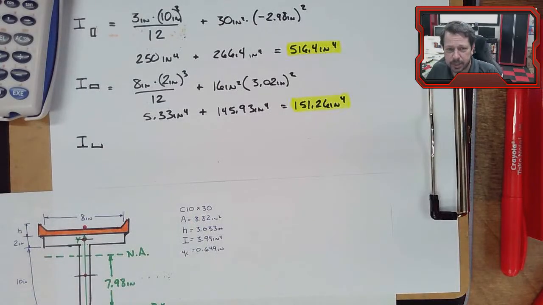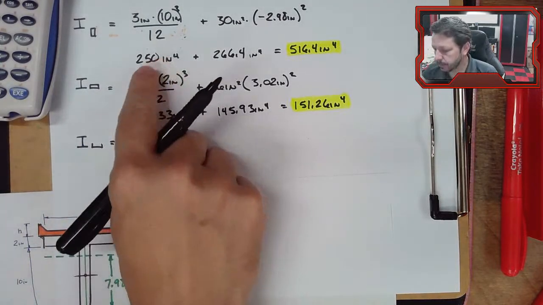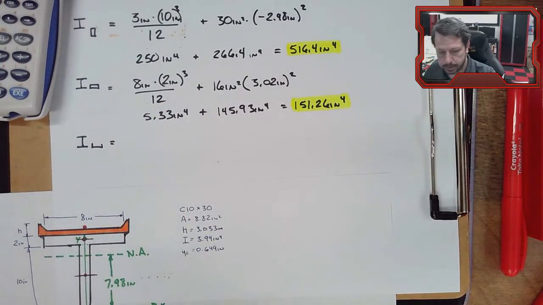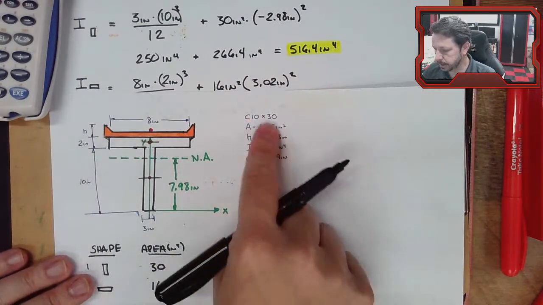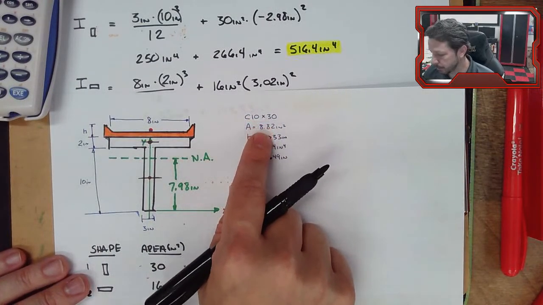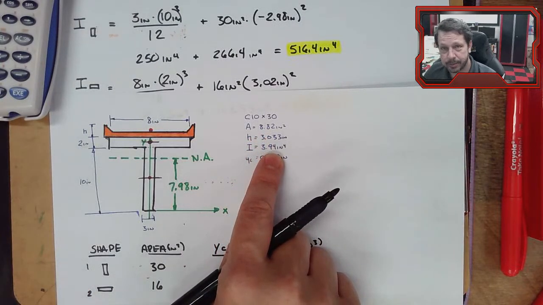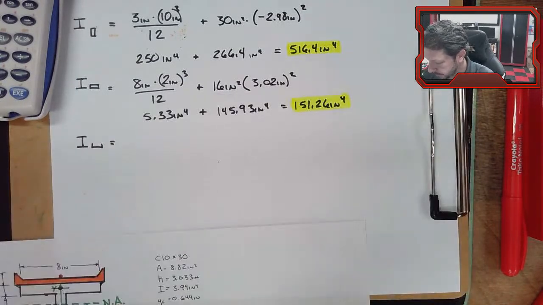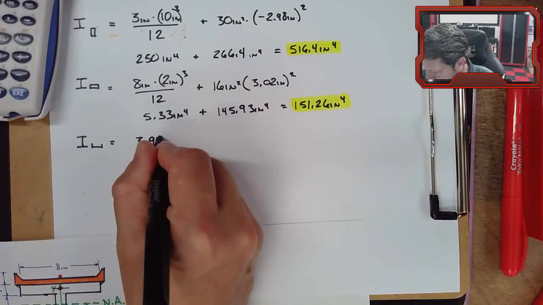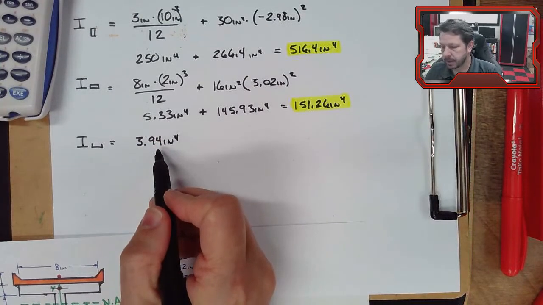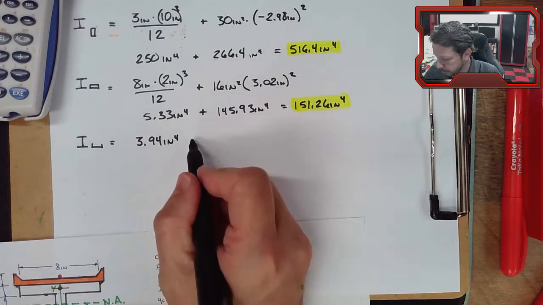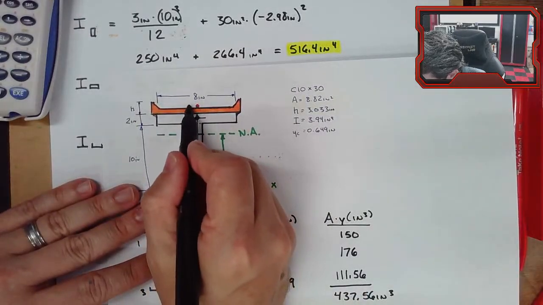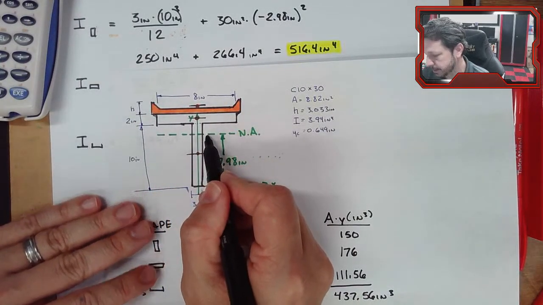So there's the moment of inertia of the channel. We don't have to do this. It's not a rectangle. It's not a triangle. It is a predetermined beam, C10 by 30, where we already have the moment of inertia. We do have to be careful to use the correct moment of inertia, but ours was 3.94. So that's the moment of inertia of the channel about its own centroid, but we still need the parallel axis theorem because its centroid is up here, and we need to move it down to the neutral axis.